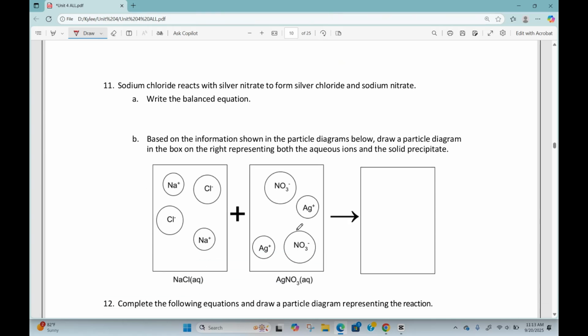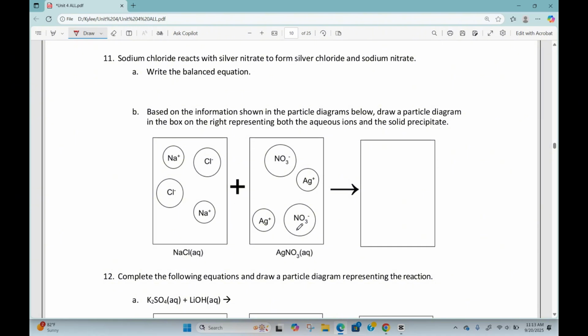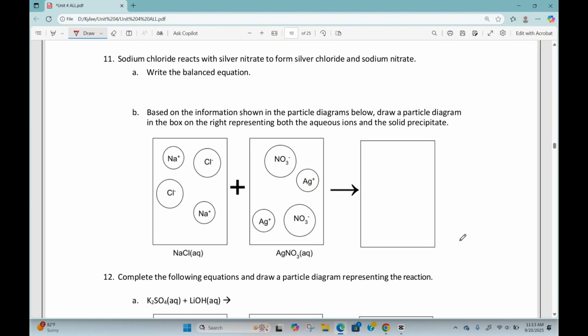Here we have a couple more examples, and these involve a precipitate in my reaction. So it says that first we want to write a balanced equation. We've got NaCl, and it says that that's aqueous, and I'm going to be reacting it with AgNO3, and that's aqueous. This is an example of my double replacement reaction. So Na and NO3 are going to go together, NaNO3. And remember, both Na and NO3 are spectator ions, so those are not going to be my precipitate. They're going to remain aqueous.